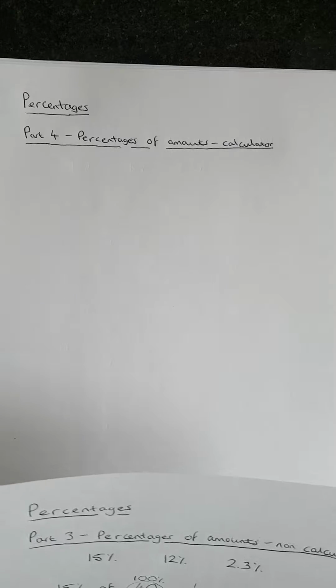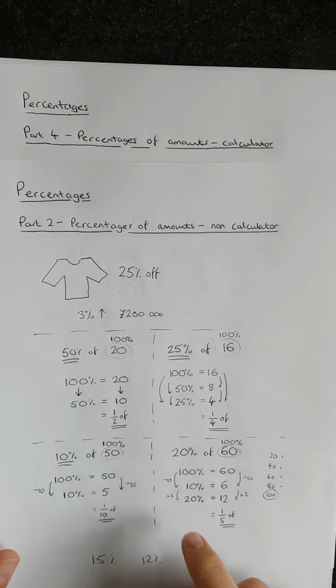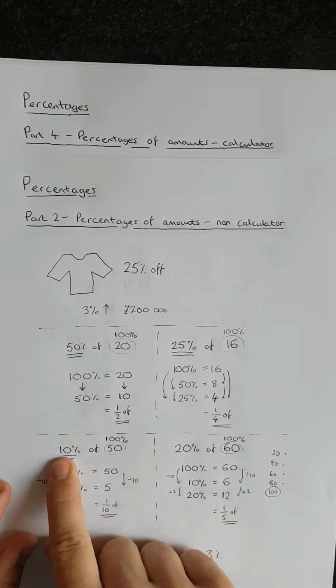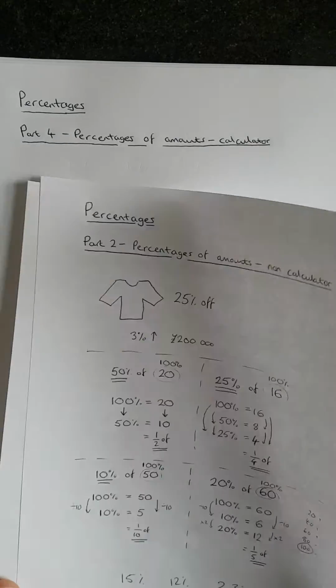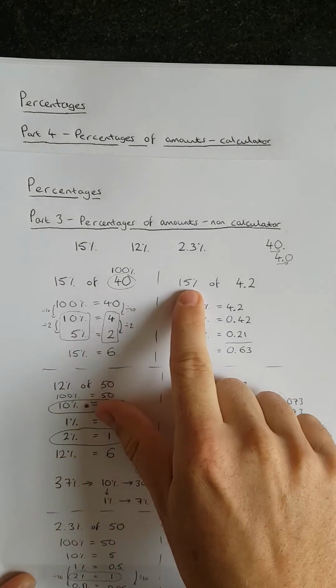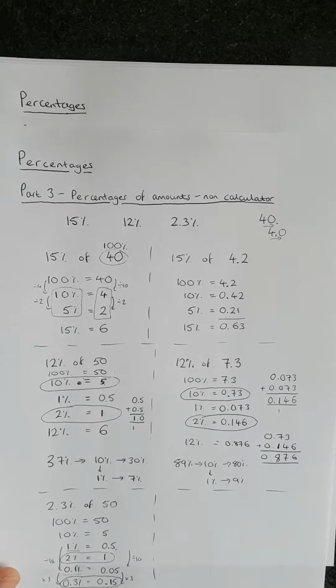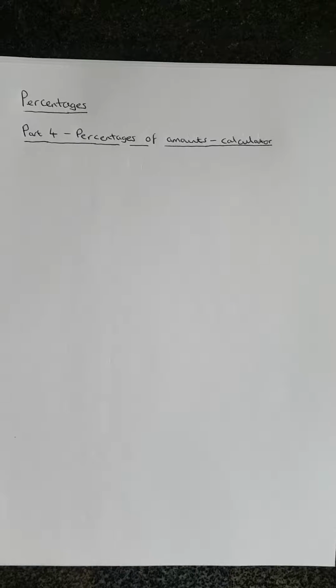Okay, now it's time we look at percentage of amounts with a calculator. In part 2 and 3, we learnt to calculate percentage of amounts by hand. We learnt the key ones, 50, 25, 10 and 20. And then we talked through the steps of how you find more complicated percentages, and we looked at how you show the working. Now, we're going to look at calculator methods.